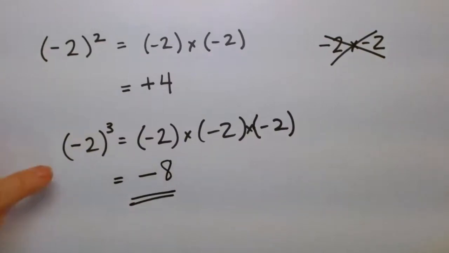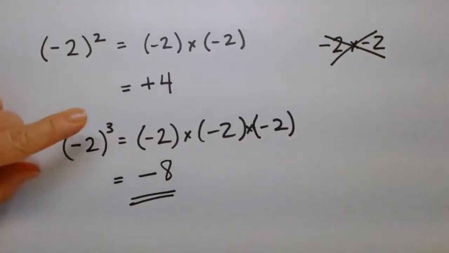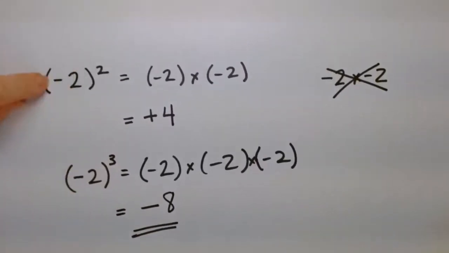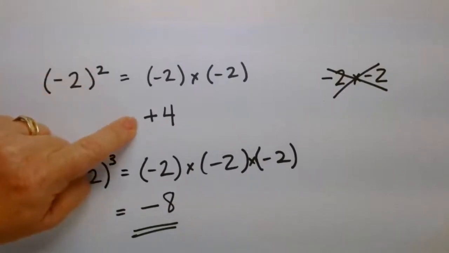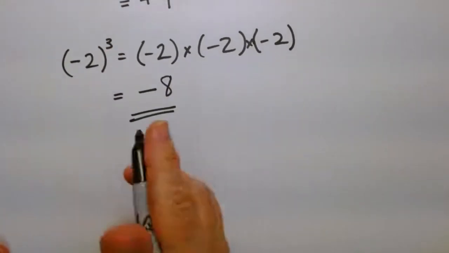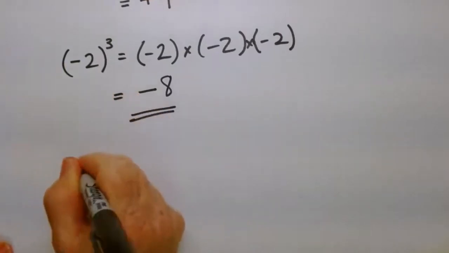Okay? So if I have a negative sign here and this exponent is odd, the answer is going to be negative. If I have a negative sign and this little exponent is even, it's going to be positive. Do you see the pattern? Okay, so let's give this another try. What if I have the negative sign outside?